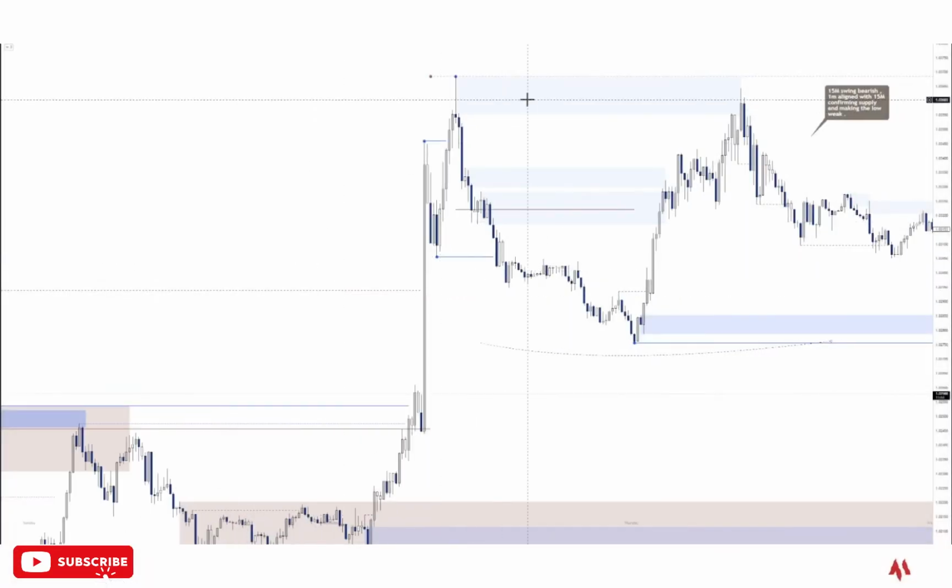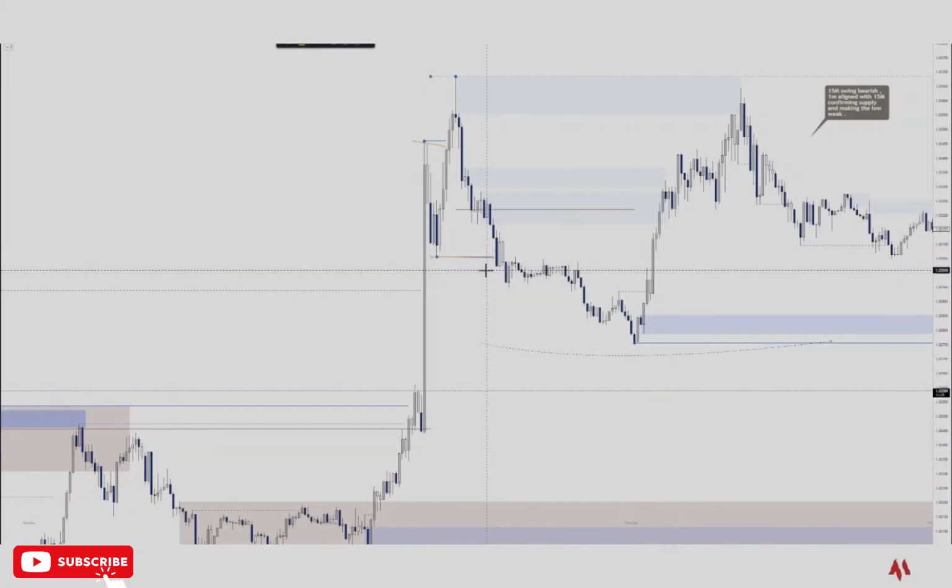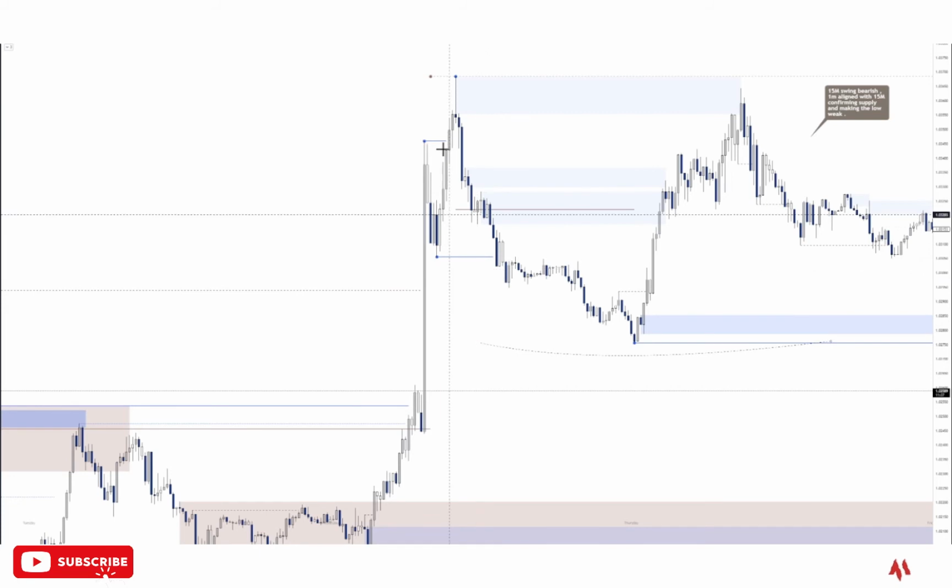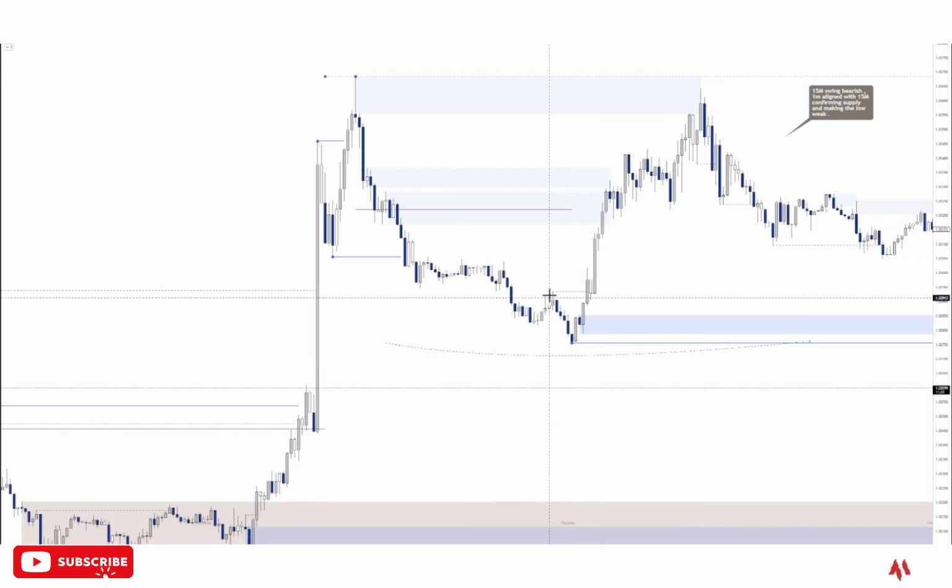Heading into Thursday, 7 o'clock was around here. We had a bearish BOS on 15 minutes, which shows that 15 minutes is bearish, and we then marked out our premium and discounts. So heading into London, we had our first sign of strength, which shows that this bearish movement over here is over, and 15 minutes wants to pull back.